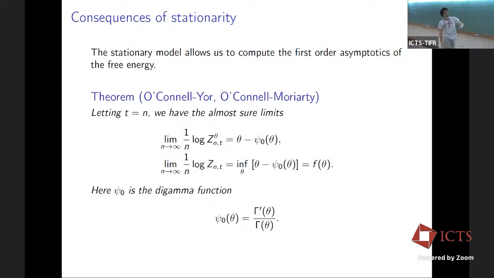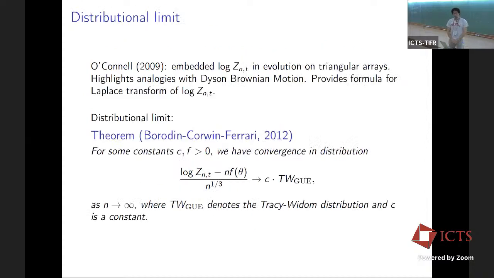If you look at the non-stationary model, it's not just a law of large numbers. This is work of O'Connell and Moriarty, but it is well understood how you can go from the stationary to the non-stationary model. You have to do an optimization problem. So as you see here, you're optimizing the limit in the first case over theta, and then you get the first order behavior in the bulk model. So this is one of the best understood integrable models.